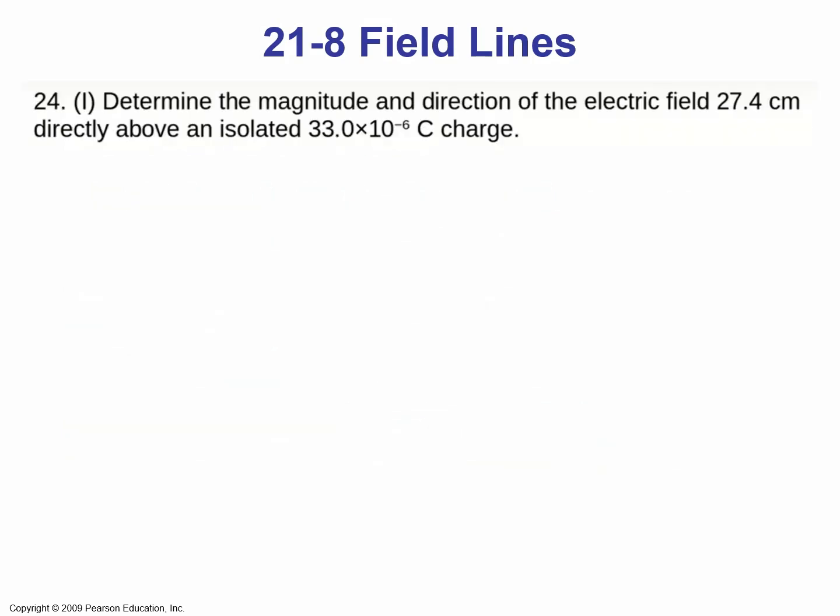Alright, at this point let's look at problem number 24 from the book as an example. Determine the magnitude and direction of the electric field 27.4 centimeters directly above an isolated 33.0 times 10 to the minus 6 coulomb charge. So here we use equation 21-4a to calculate the electric field due to a point charge, and that is E equals F divided by Q, and it's equal to 1 over 4 pi epsilon naught, or K, times Q divided by R squared. And this is the magnitude of the electric field.